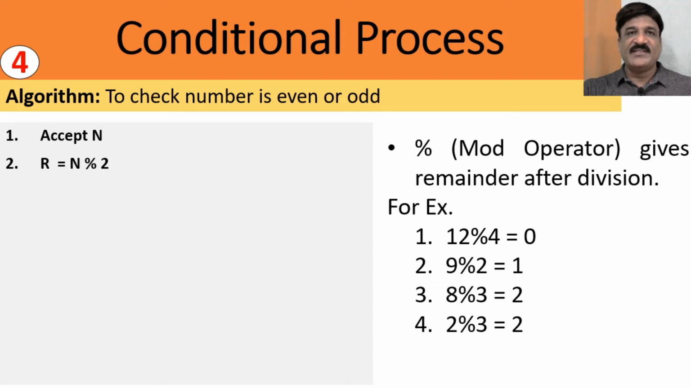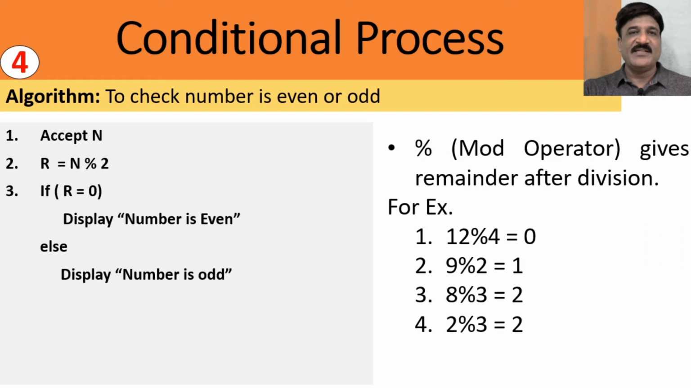Now check whether this remainder is 0 or not. If the remainder is 0, then display what? Number is even, otherwise display number is odd. Okay, and stop the algorithm.